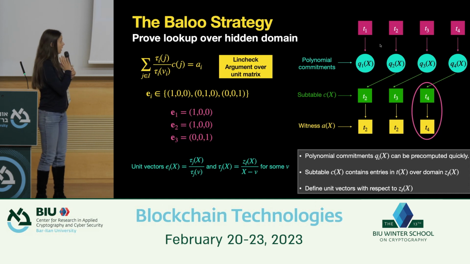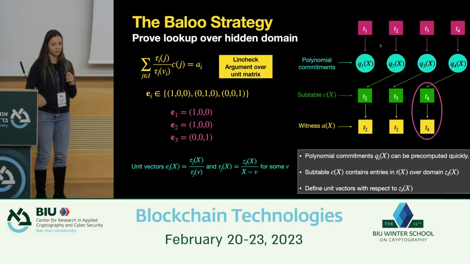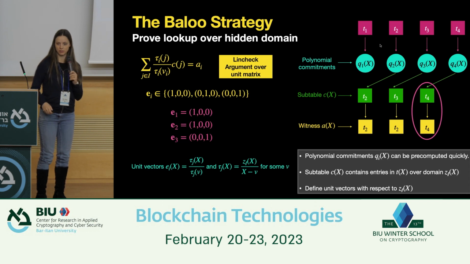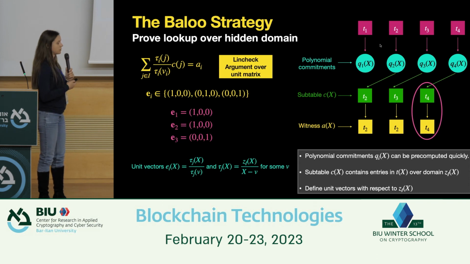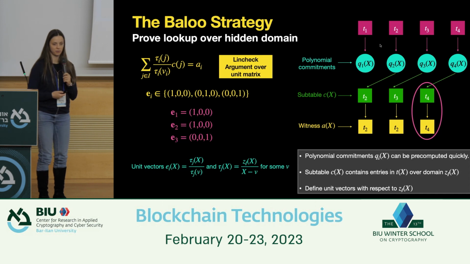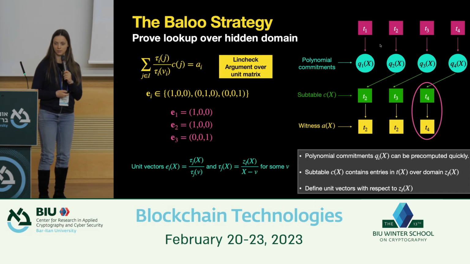So, as long as it's equal to zi of x divided by x minus v for some v, we know that this is going to be a valid unit vector and something which we can use in our equation. And once we have proven that we're working with unit vectors, we can then prove our lincheck argument using the Aurora sum check technique.